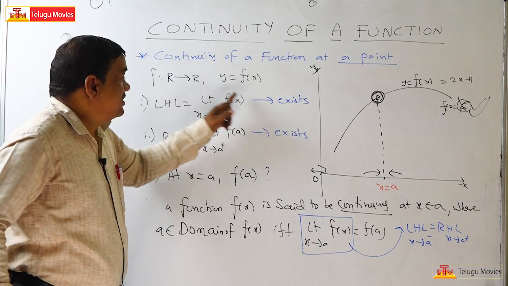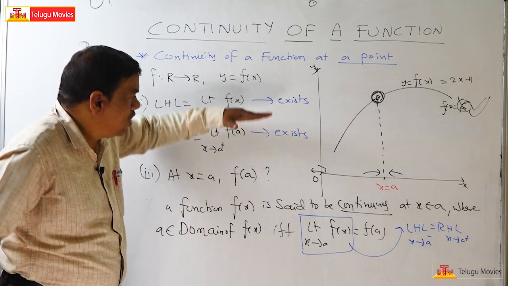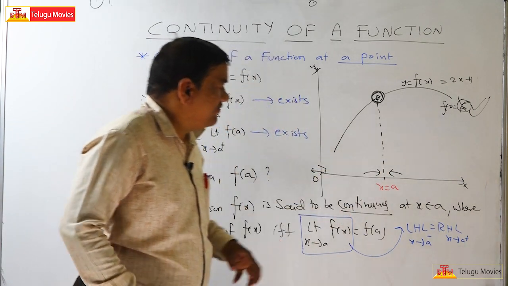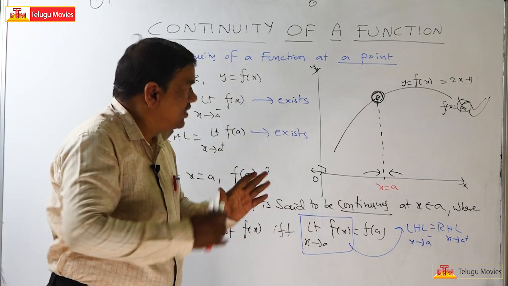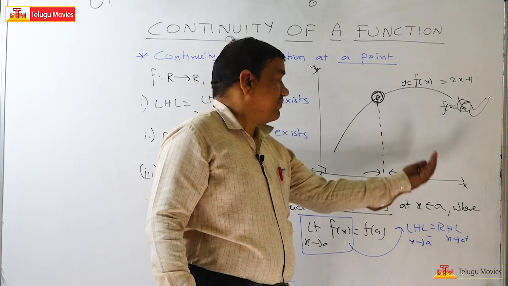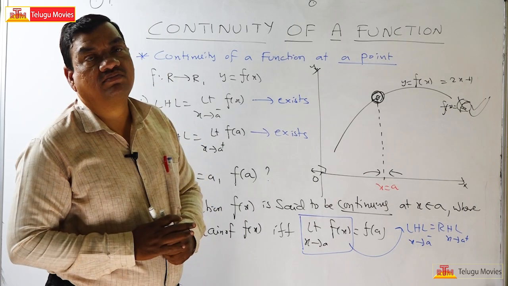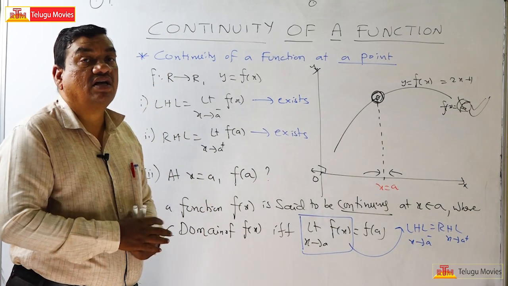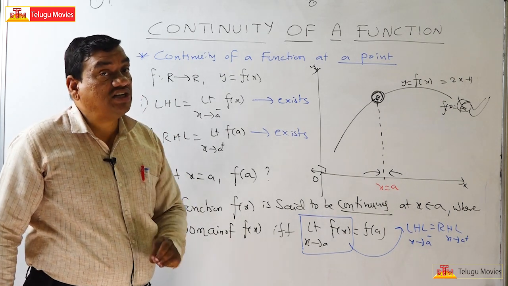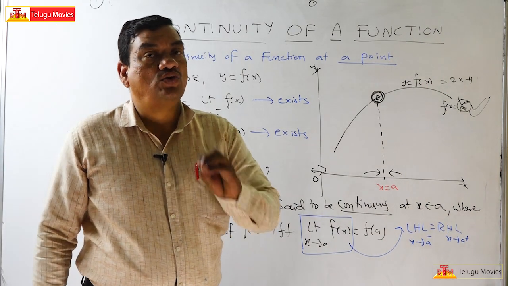The left hand side limit at x is equal to a, the right hand side limit at x is equal to a, and the f of a value. All these 3 values should be equal. So if you check from the left hand side, from the right hand side, and go up, everywhere you have to get the same answer. Then only we can say that the function is continuous at that particular point x is equal to a.